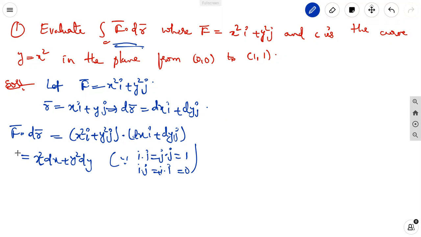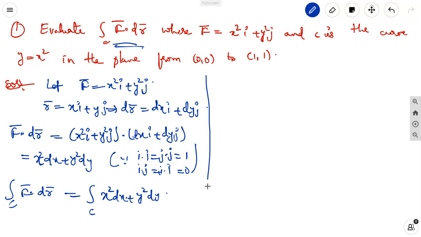Here we can calculate the integral over C of F vector dot dr vector, which is equal to the integral over C of x square dx plus y square dy. Okay. Here the whole function can be reduced to either the x variable or the y variable by using the related curve for that particular vector point function.